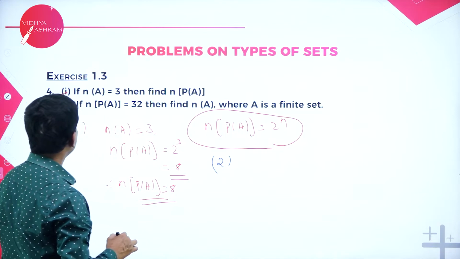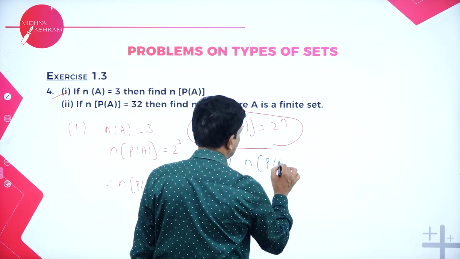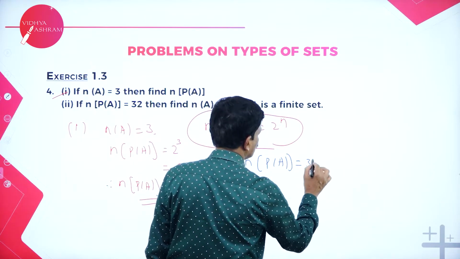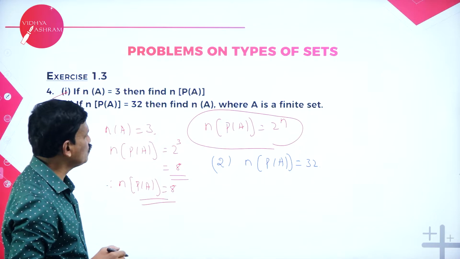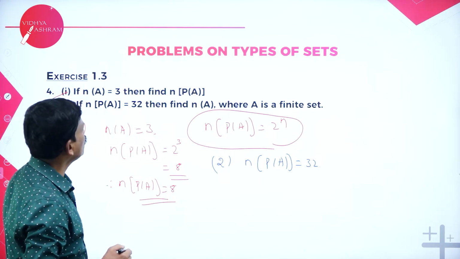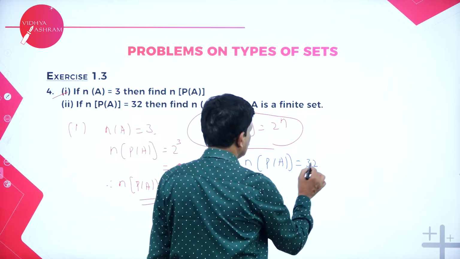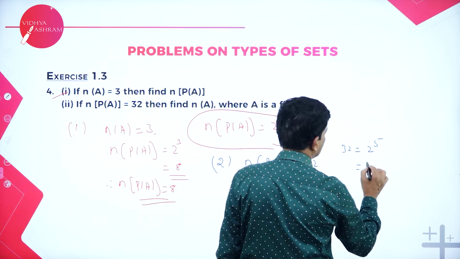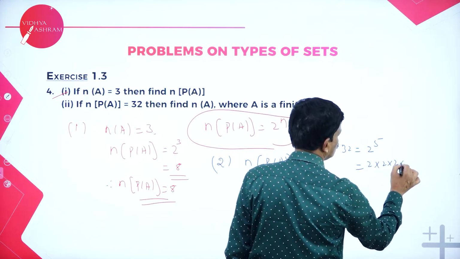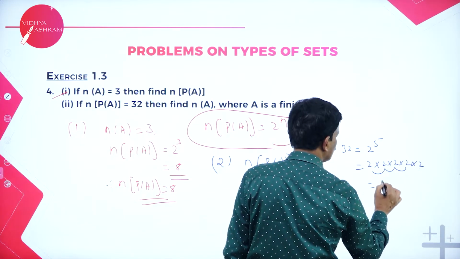If n of P of A is equal to 32, the power set contains 32 elements. Find the value of n where A is a finite set. Very simple. This 32 can be written as 2 to the power of 5: 2 into 2 into 2 into 2 into 2. 2 to the 4, 4 to the 8, 8 to the 16, 16 to the 32.